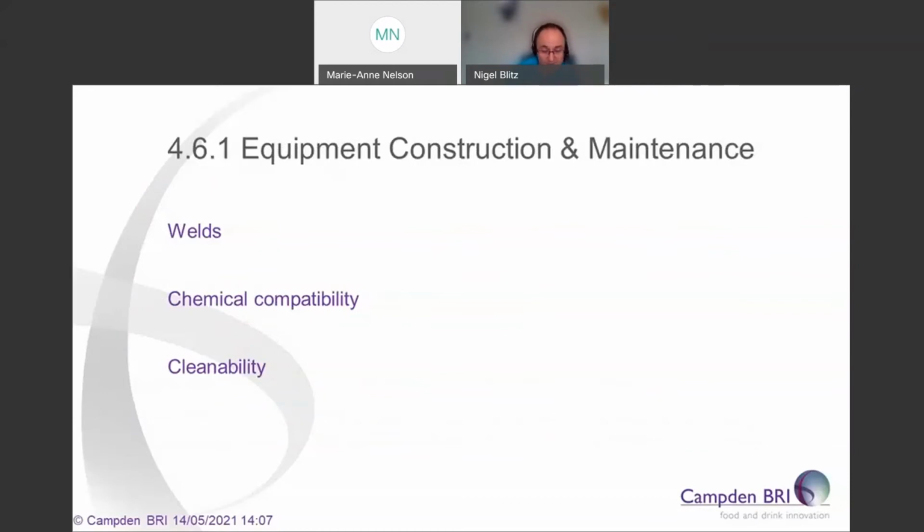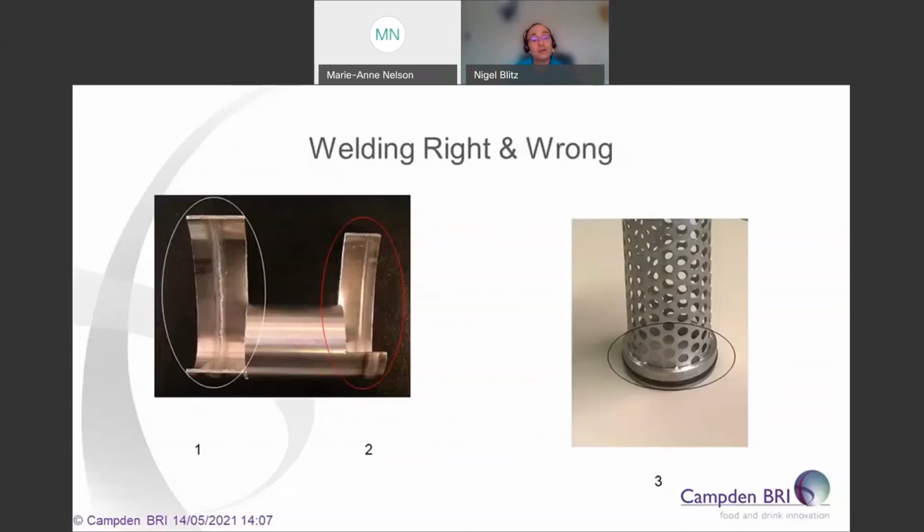So these are just a number of issues that need to be considered when sourcing or purchasing equipment. So we've got welds, chemical compatibility, and cleaning compatibility. These three images, if you look at image 1, you have a rough surface that hasn't been cleaned. It's not been smoothed off. It's a perfect place for the adherence of bacteria. Image 2 is a weld that has been cleaned off. It's smooth and it's not very good for adhering bacteria.